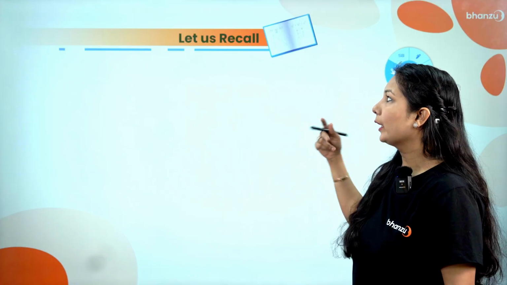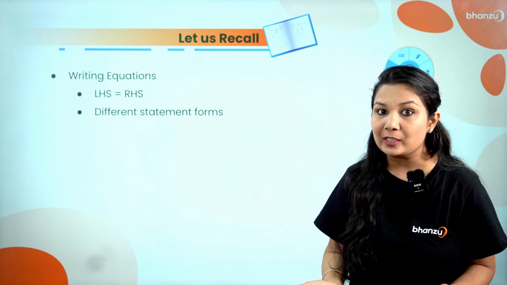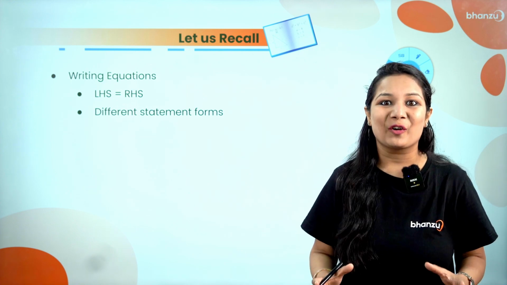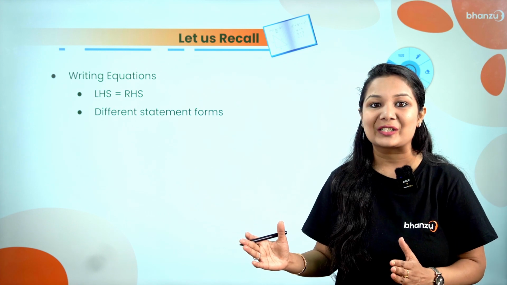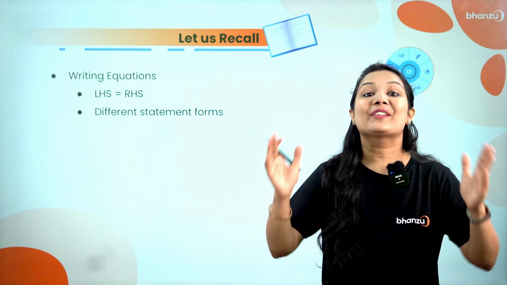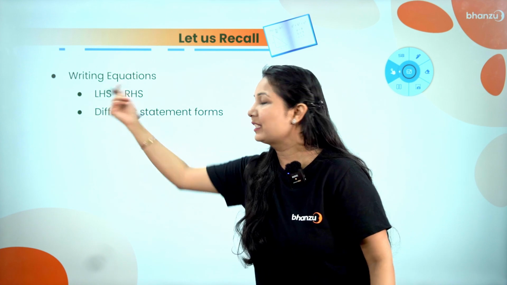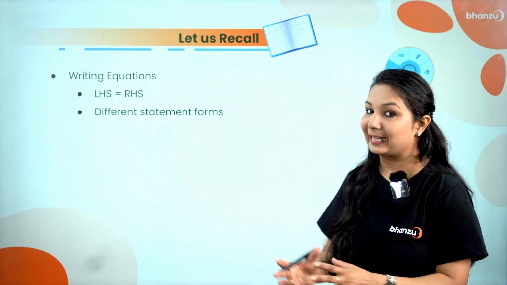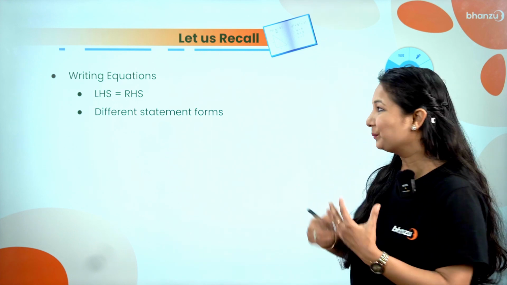But before that, a quick recall of what we did. We talked about writing equations, and we got to know there are two sides of an equation. Remember, whatever is on the right side of the equals to sign is called RHS, that is right hand side. And whatever is on the left side of the equals to sign is your left hand side, right? And then we saw the different statement forms for it.